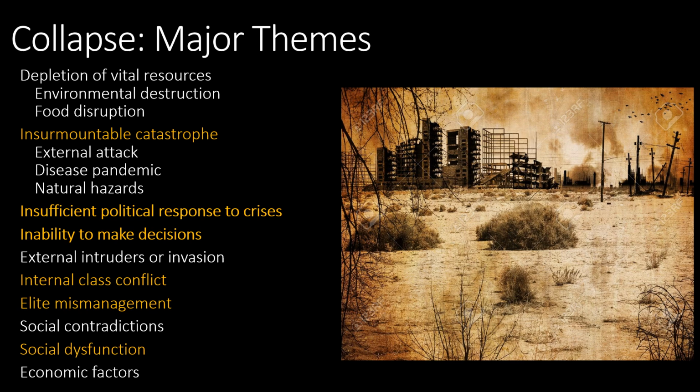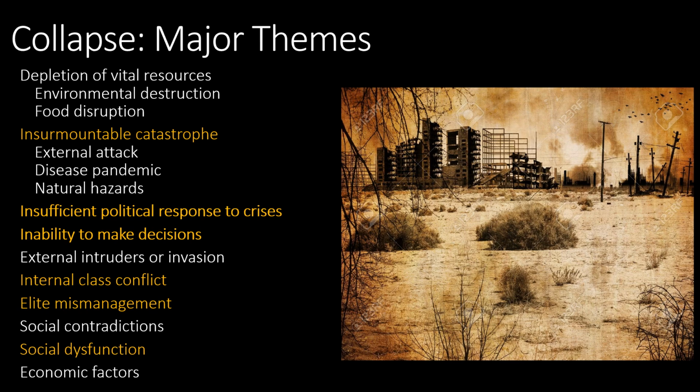But sometimes if there are other factors that are weakening the power structure of a state, then this could be the impetus to the beginning of a decline or a potential collapse. Other factors or themes that lead to collapse in the past include insufficient political responses to crises, that is, the inability of the ruling class to make effective decisions to solve and resolve crises.